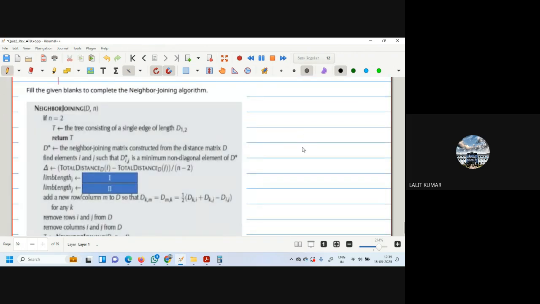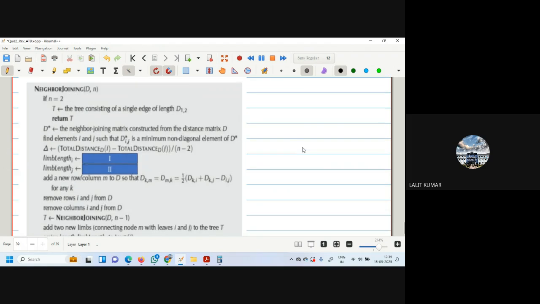Okay, so see, we have seen the neighbor joining. In neighbor joining, first we find T, then we find D star. From D star, we take the lowest, and then we find delta. So delta we have come, and then we find limb length of i and limb length of j. So limb length of i was D of ij plus delta by 2, and limb length of j was D of ij minus delta by 2. Is that okay? So that will become the answer in the fill in the blanks.